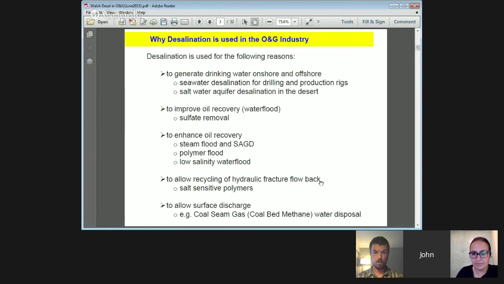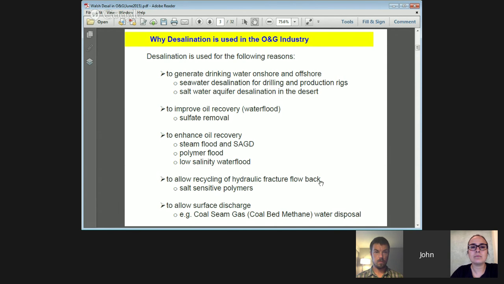Now, my attempt here was to make a comprehensive list of all of the applications of desalination in the oil and gas industry. I'm going to go through some of these in detail, but let me just summarize them here. For almost every offshore and remote located onshore site, there's a need for drinking water, wash water, and so on. And desalination is used to either desalinate seawater or to desalinate an aquifer, a saltwater brine aquifer.